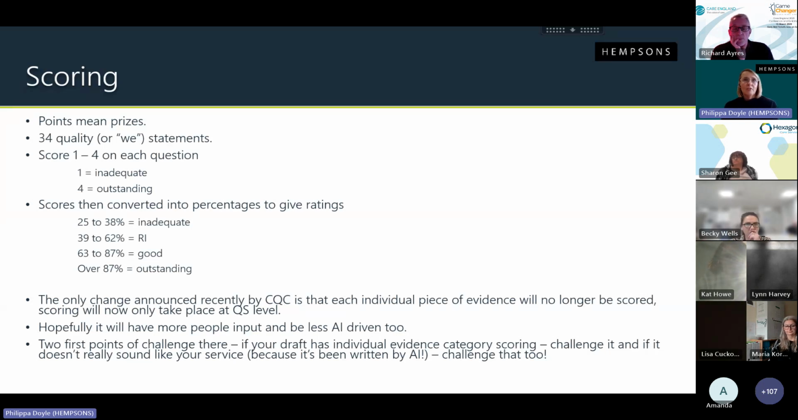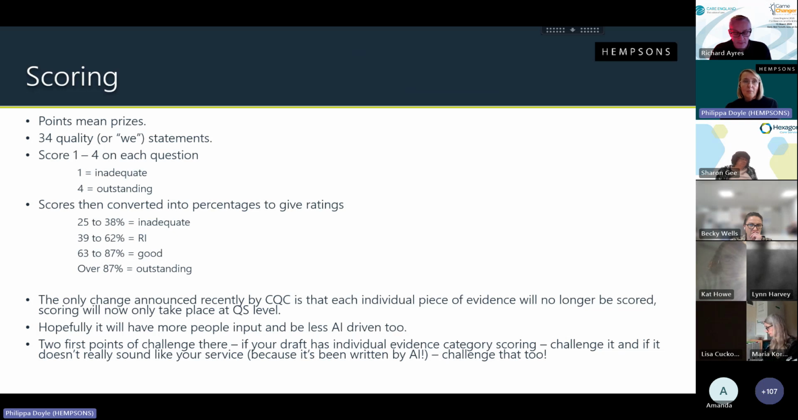And those scores are then converted into percentages to give you your ratings. So again, the vast majority of services are going to be somewhere between that 39 and 42% requires improvement rating, or hopefully tipping over into the 63 to 87 good rating. It does make it easier, in my view, having these scores to look at whether you're going to do a factual accuracy challenge and which areas of it to focus on.